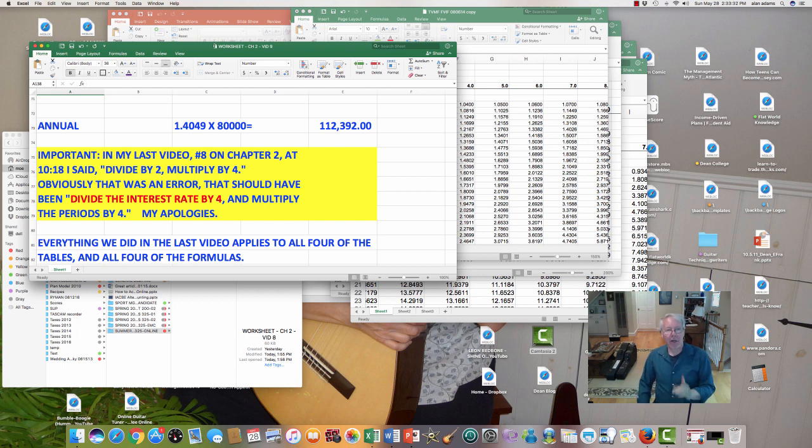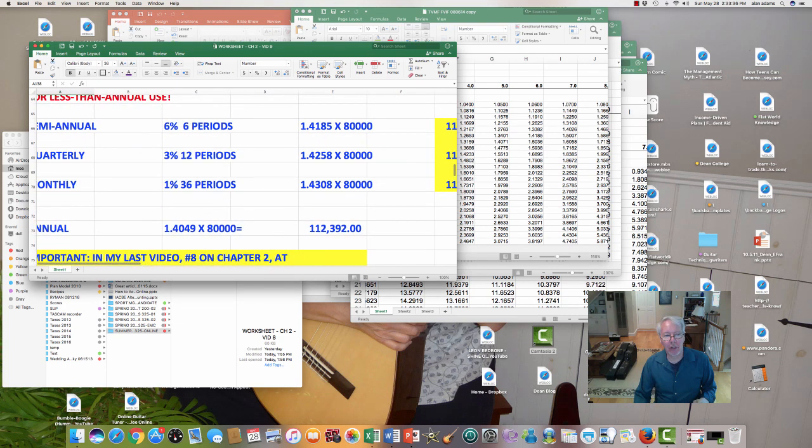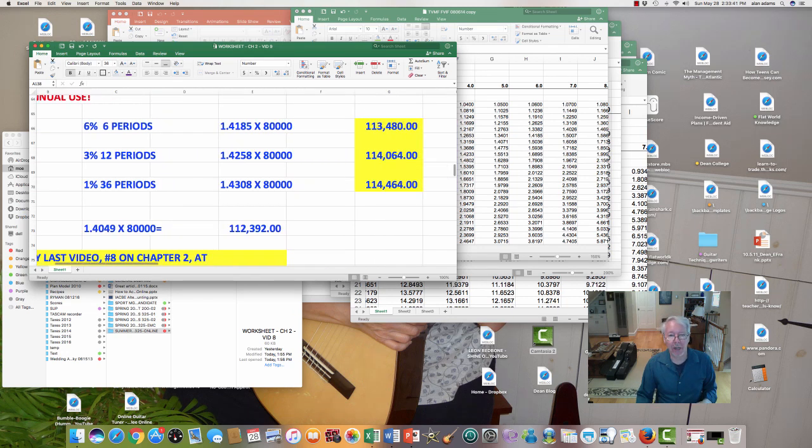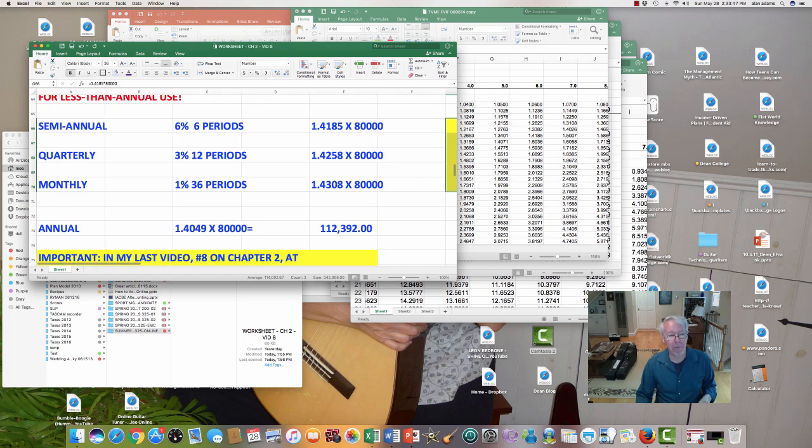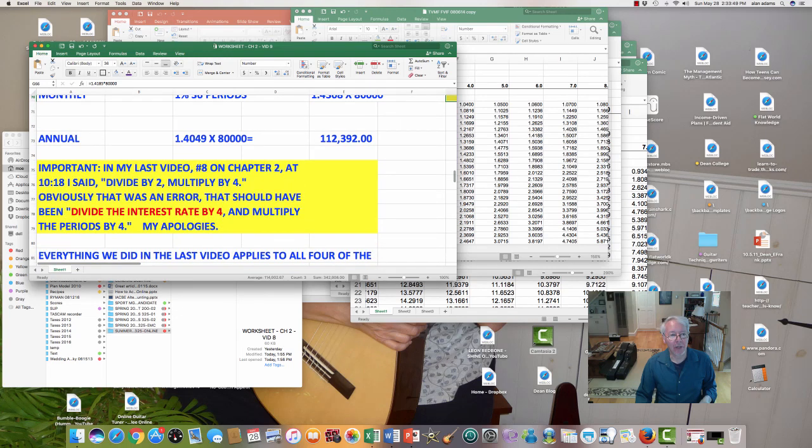Okay, now one correction I want to make. I walked you through what happens when you compound more often than 1 year: semi-annual, quarterly, and monthly. I gave you the results here. The more often you compound, the greater the number you'll get, the more your money is working for you, okay? And I made a mistake.